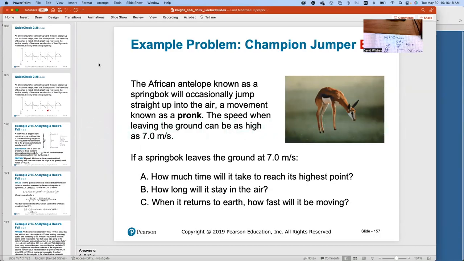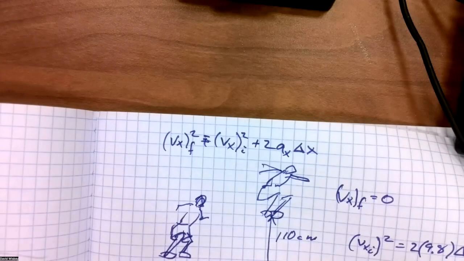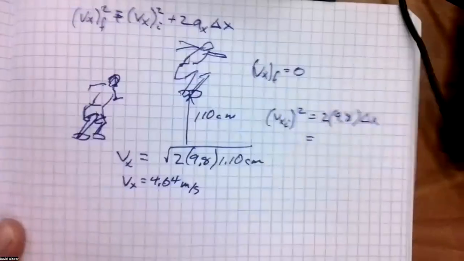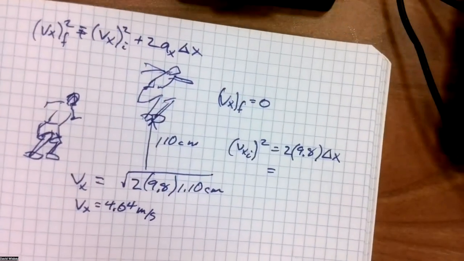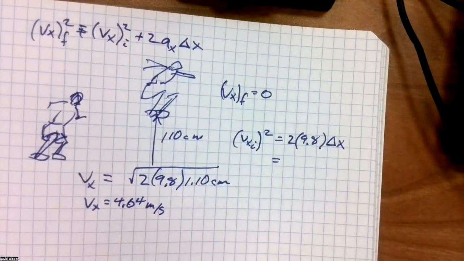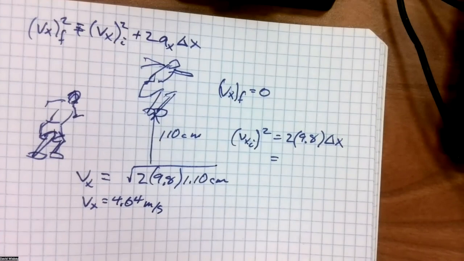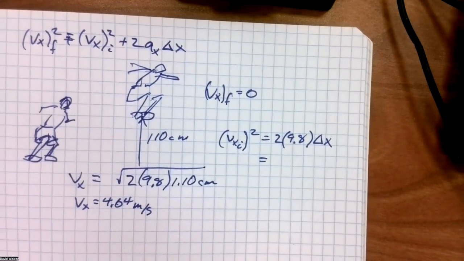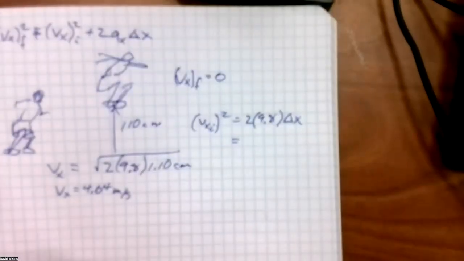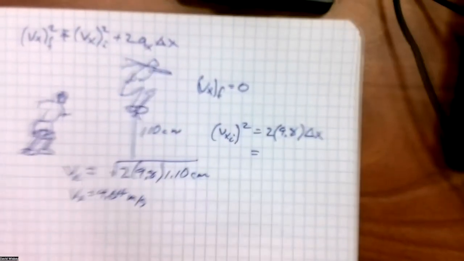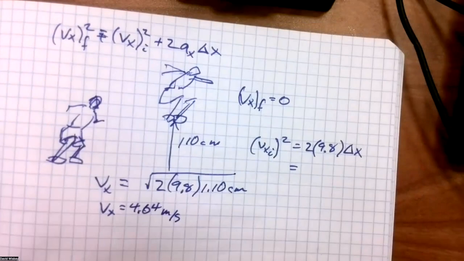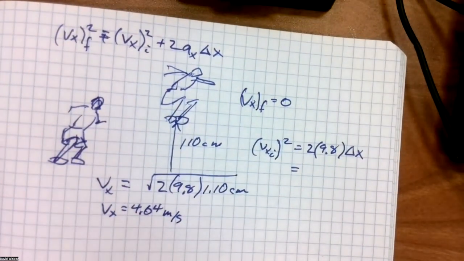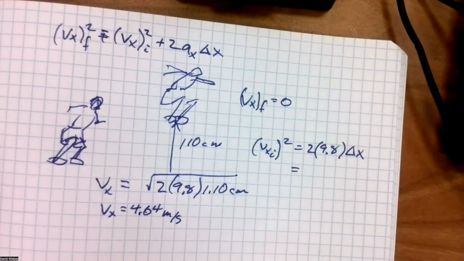Let's look at a problem. I think it might have been in this presentation or maybe the next one. But a long time ago, there was a basketball player named Spud Webb. He was only 5'7", and so he was extremely short. And the problem says Spud Webb had a vertical of 110 centimeters, right? So he could jump up in the air 1.1 meters.